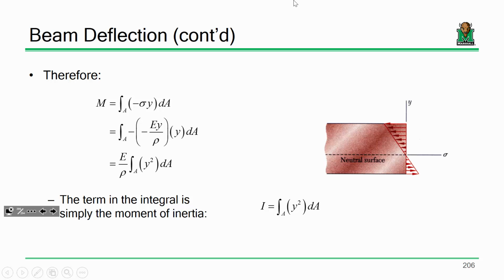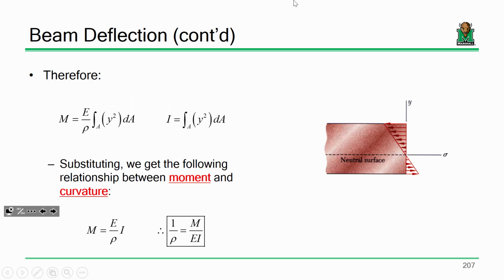So it makes sense then that the moment of inertia should pop up when we're talking about deflections, right? So there it is. Instead of moment equals E over rho times that integral, it's just E over rho times I, the moment of inertia. So I can solve and say 1 over rho is M over EI. This gives us a fundamental relationship between moment and curvature. Remember that rho was the radius of curvature, right?